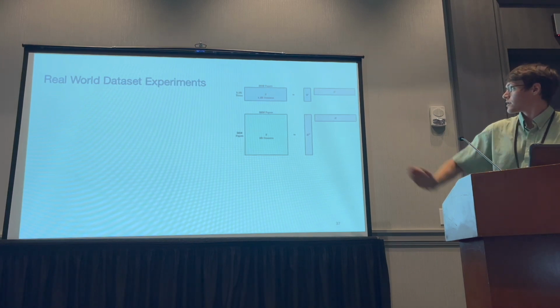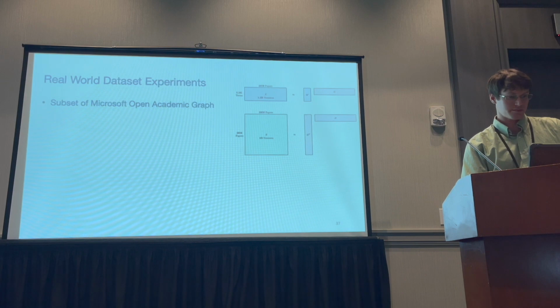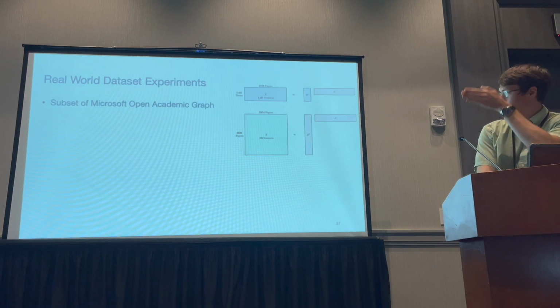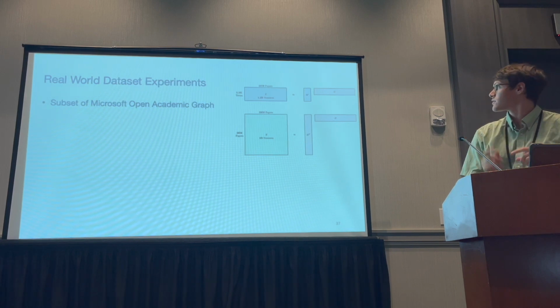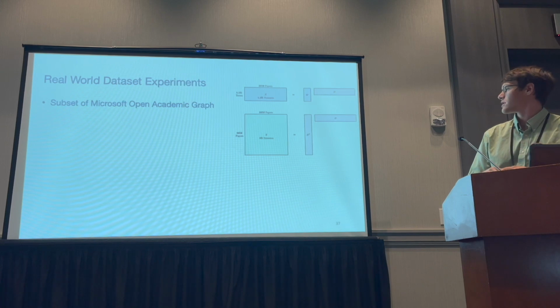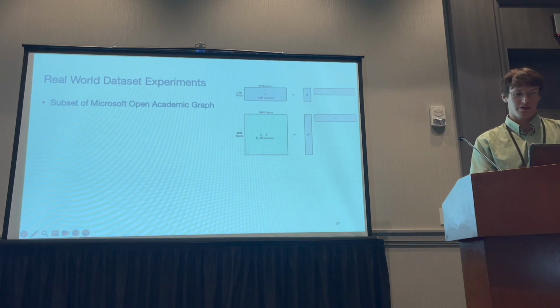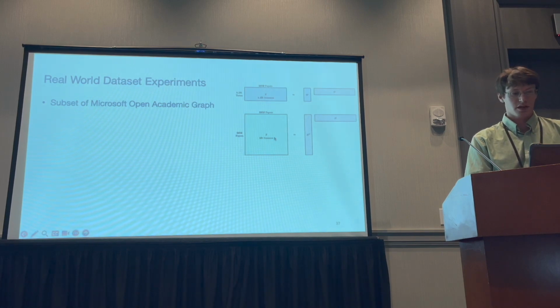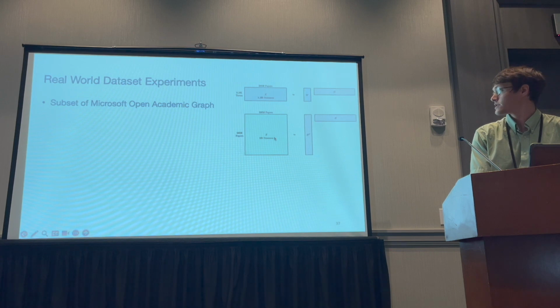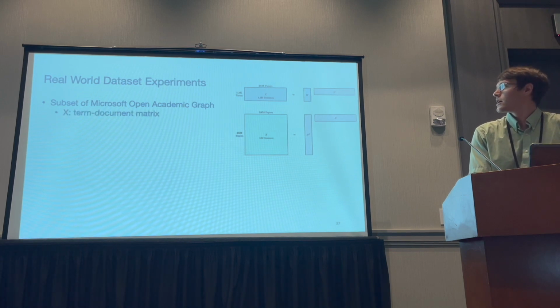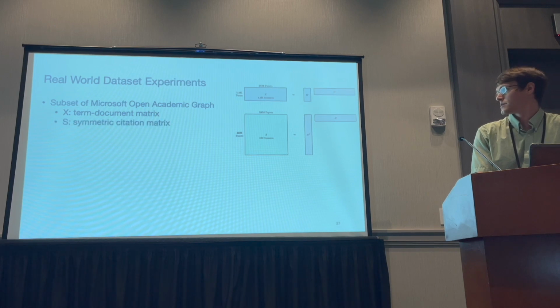Here we have our data set with 1,300 journals and 38 million papers, with a 139 billion non-zero term matrix, and a 38 million symmetric citation connection matrix with 1 billion non-zeros. This is from a subset of the Microsoft Open Academic Graph, where X is the term matrix and this is the citation matrix.